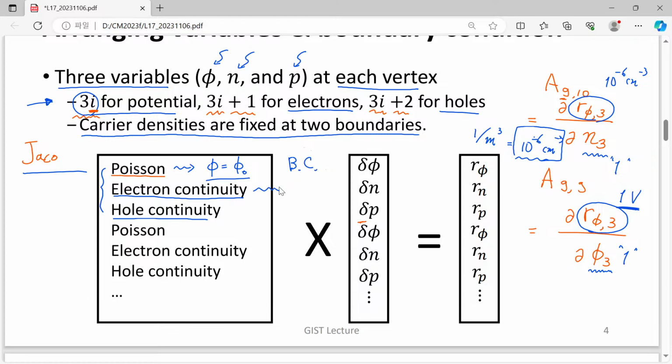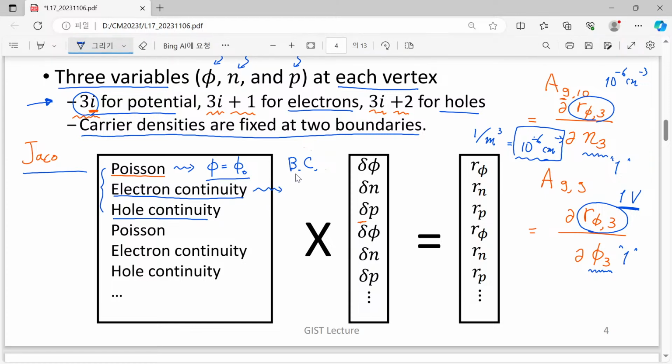Quite similarly, for electron continuity, instead of the electron continuity equation, at the boundary node, we just say that electron density is given as the equilibrium electron density. In the case of holes, we just said hole density is given by the equilibrium hole density. Then who decides these equilibrium densities? Like this one and that one. Yes, actually, doping density determines this one.